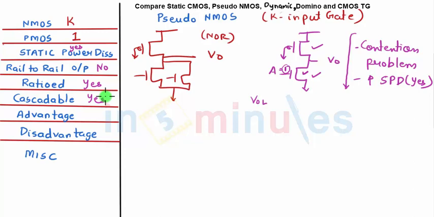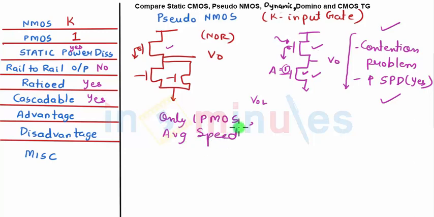Advantages and disadvantages we just saw. Advantage is only one PMOS compared to K PMOSs in case of static. But the drawback is contention problem, static power dissipation. And because you need to size your PMOS and NMOS, the capacitance of PMOS is also going to increase again. So again, the speed is not as high as compared to dynamic, but it is still okay because there is only one PMOS, correct? Compared to a chain of PMOSs in case of static. So we will again say that the speed is just above average speed. This is in comparison to dynamic, okay?